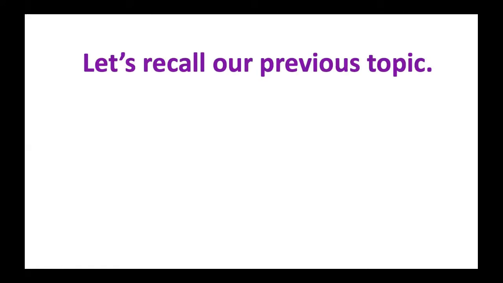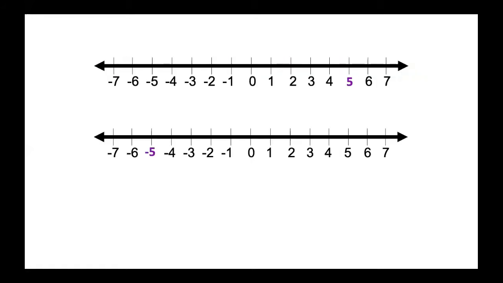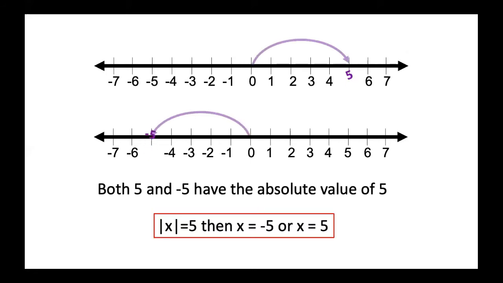Now, let's recall our previous topic. Suppose we have the absolute value of x equals 5. What are the possible values of x? Both 5 and negative 5 have the absolute value of 5. So, if the absolute value of x equals 5, then x equals negative 5 or x equals 5.